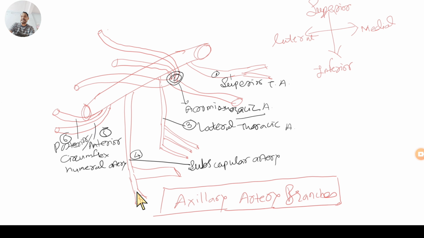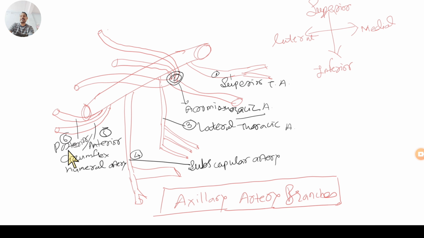This was already explained, that the circumflex humeral arteries supply your shoulder joint and the structures around it. Your posterior circumflex humeral artery is also a component of your quadrangular space, along with the axillary nerve.